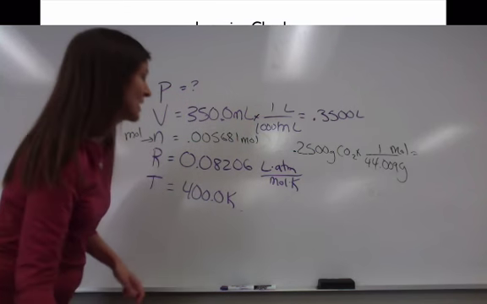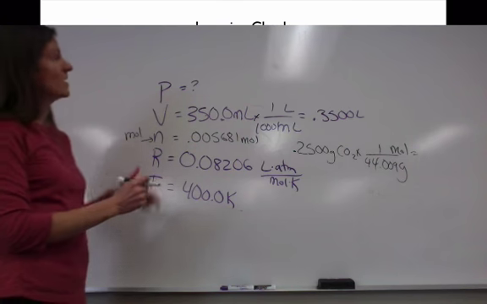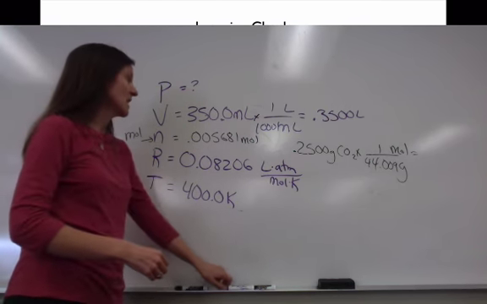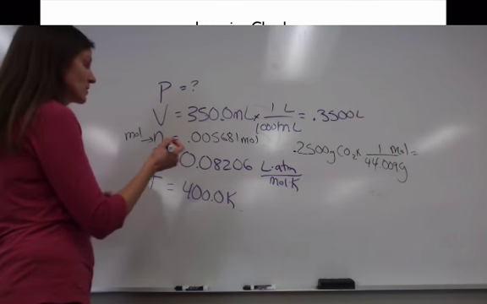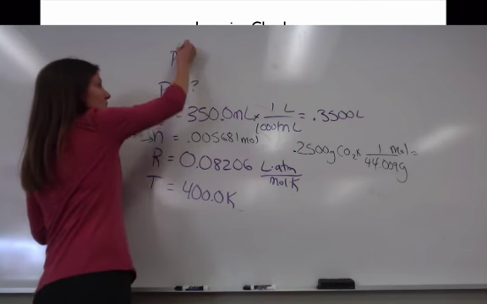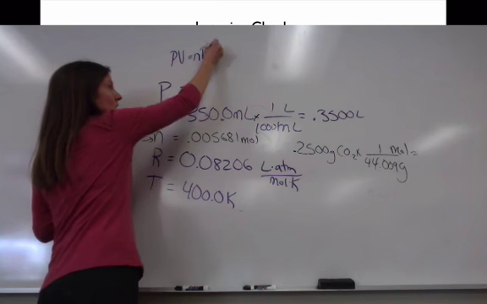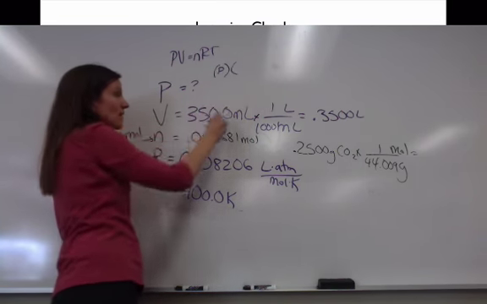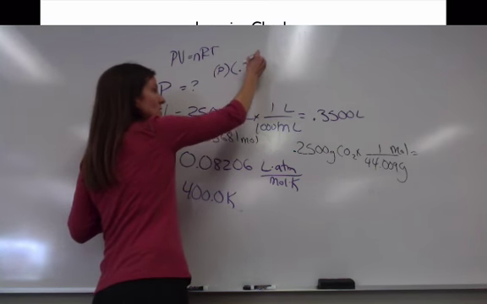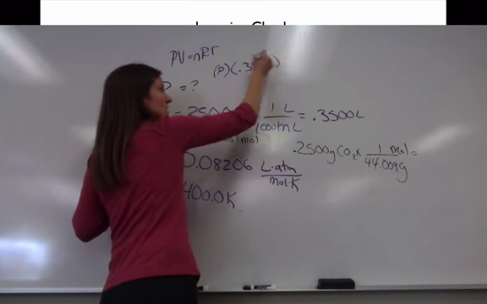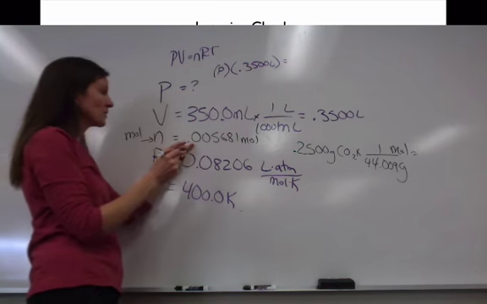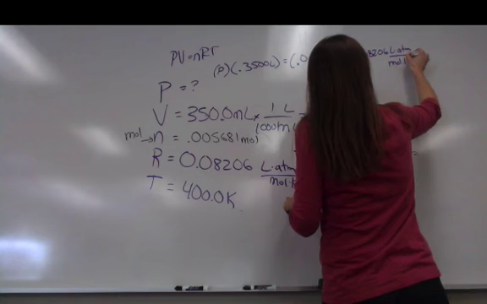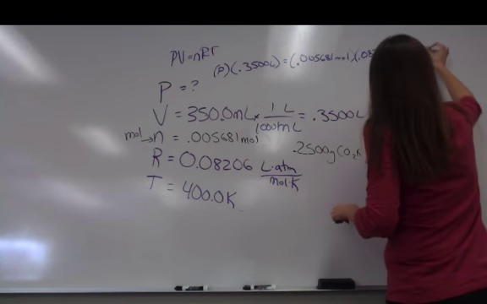Now I have all of my units assigned. I only have one question mark, which is good because in the end you can't get more than one answer out of one equation. And now we're going to plug it in and solve. So the equation again is PV equals nRT. Pressure is my question mark. My volume is 0.3500 liters. That's going to equal my number of moles times my R times my temperature.